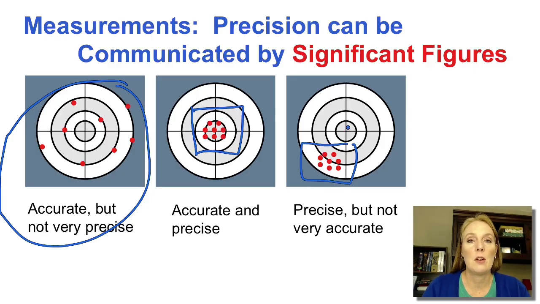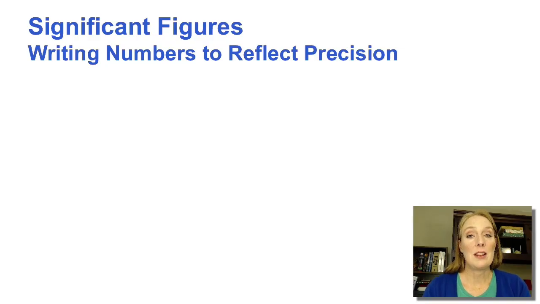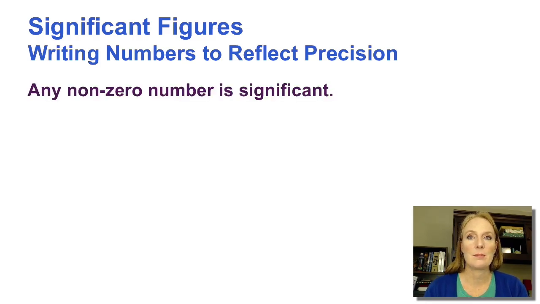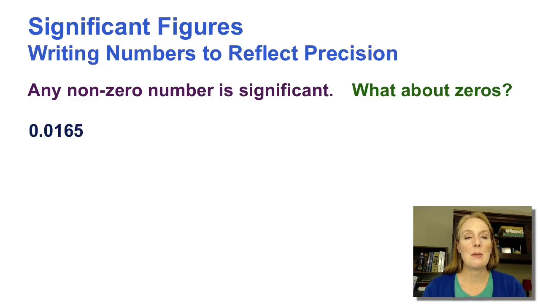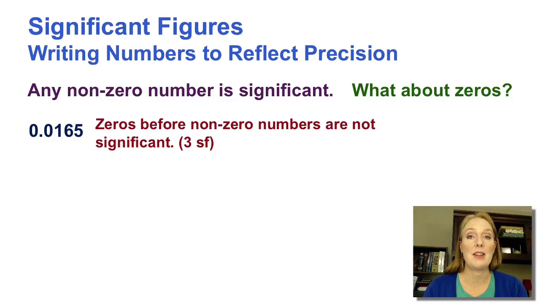So in significant figures, we're writing different number of digits to express the level of precision of the measurement. Using different numbers of significant figures is a way to write numbers to reflect precision. Let's do some examples to show how that works. Any non-zero number that we write down is significant. But what about zeros? For example, this number 0.0165. How many significant figures would we say that has? Well, zeros before non-zero numbers are not significant, so we would say that this number only has 3 significant figures.